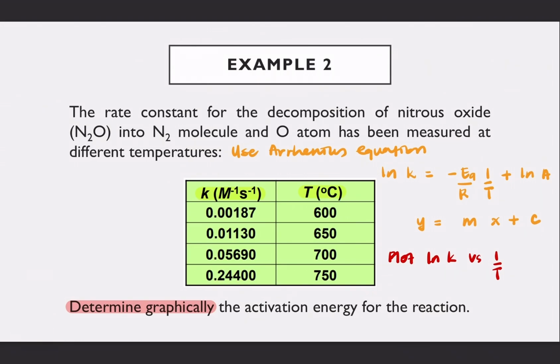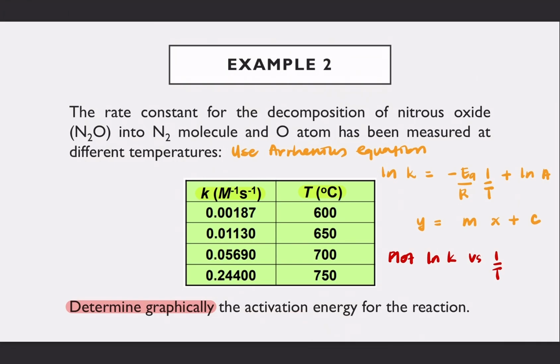Okay. Example 2. The rate constant for the decomposition of nitrous oxide, N2O, into nitrogen molecule and oxygen atom has been measured at different temperatures. You are given the rate constant per molar per second for these experiments, and its corresponding temperature in degrees Celsius. So determine graphically, meaning you have to plot a graph, to find the activation energy for the reaction. So you want to find EA.